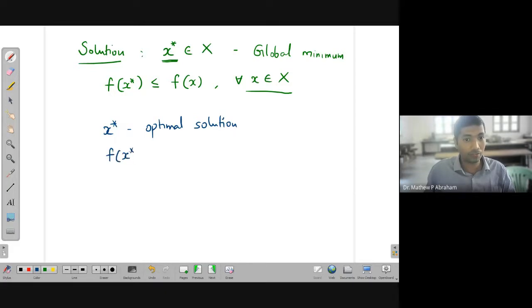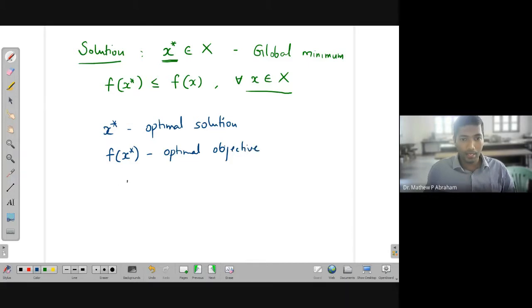These are two different things. If you have an optimization problem, and you have x star, which is the optimal solution, then f of x star is the value of the objective function at that particular optimal solution. So this f of x star is called the optimal objective.